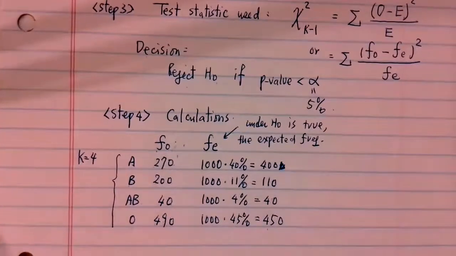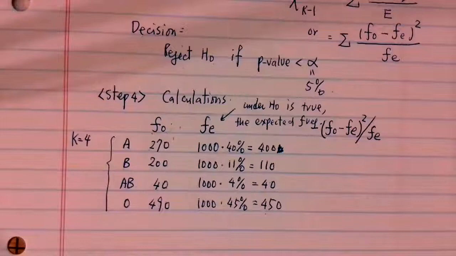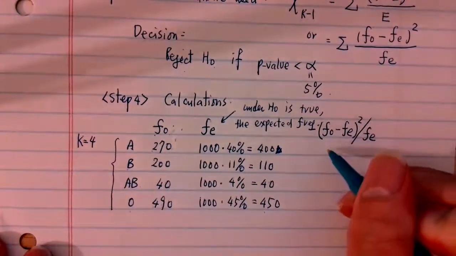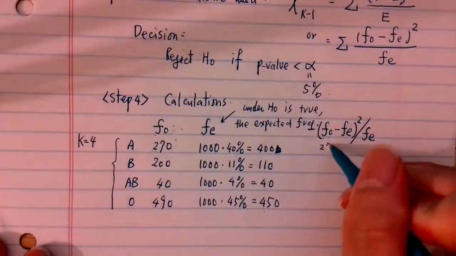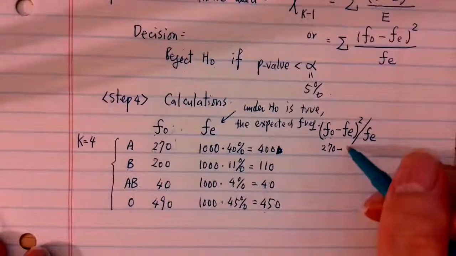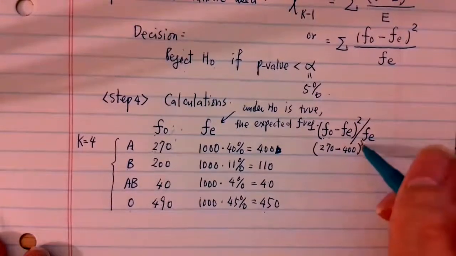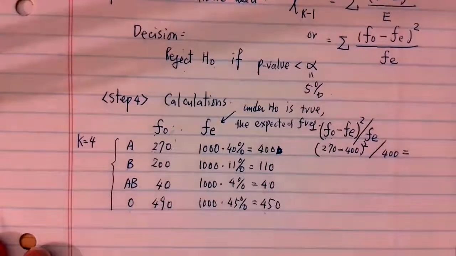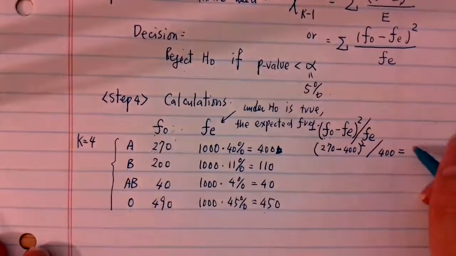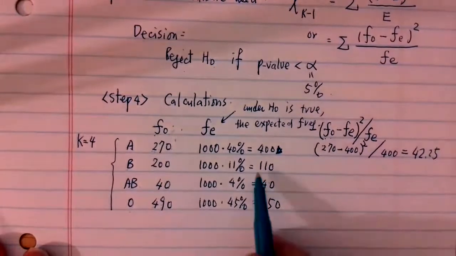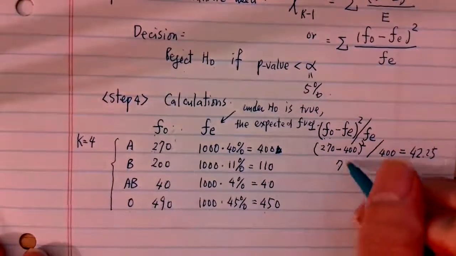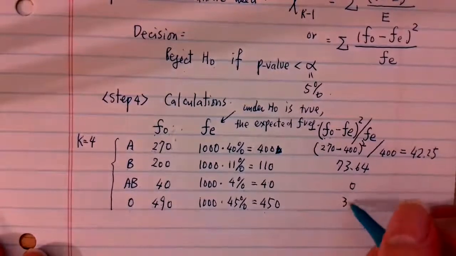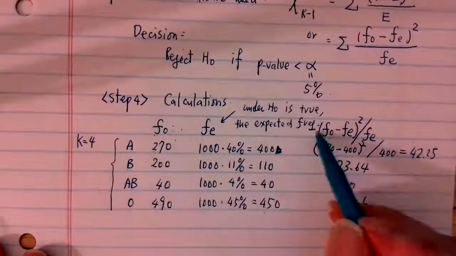And then we need to calculate the rest. The detailed calculation is like this. FO, 270, subtracted by FE, 400, and the whole thing is squared and then divided by FE, 400. If you don't make a calculation mistake, this number gives 22.25. Following the same procedure, the next number is 73.64. The next one is 0. The next one is 3.56.